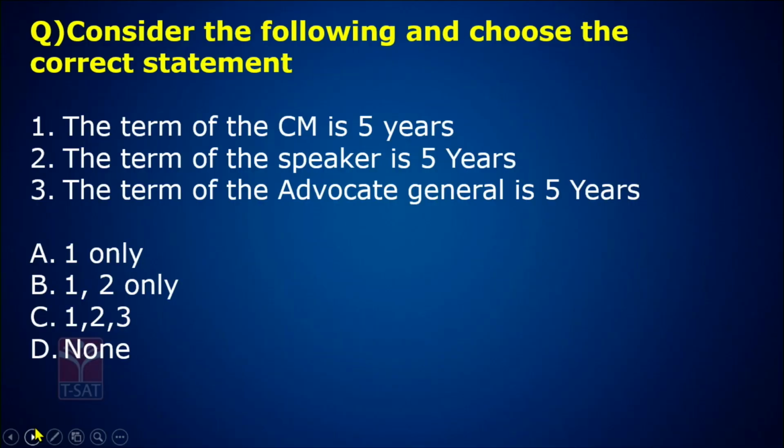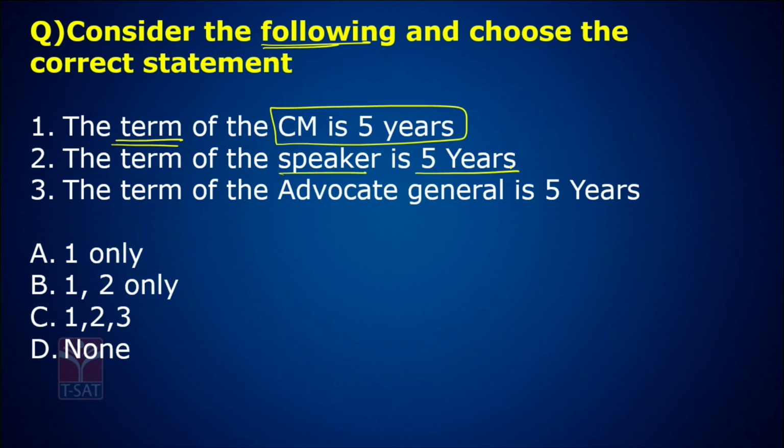Consider the following and choose the correct statement. The term of the CM is 5 years. The term of the speaker is 5 years. That means of the state legislative assembly. The term of the advocate general is 5 years. Options: 1 only, 1, 2 only, 1, 2, 3, none. What is the answer? Try to guess.